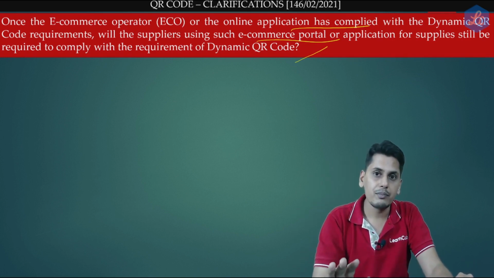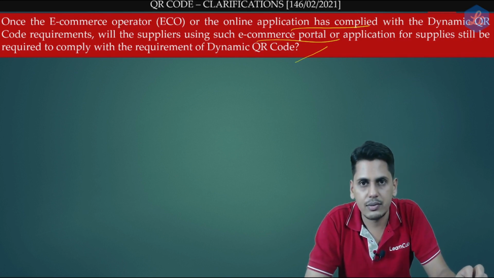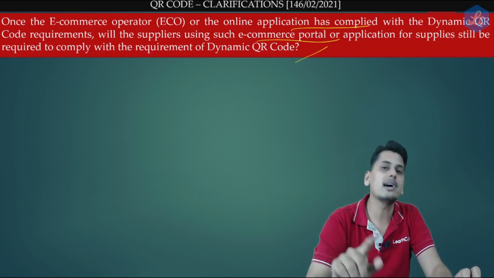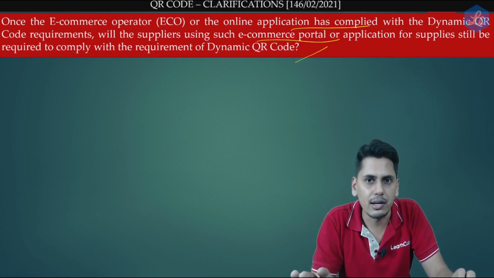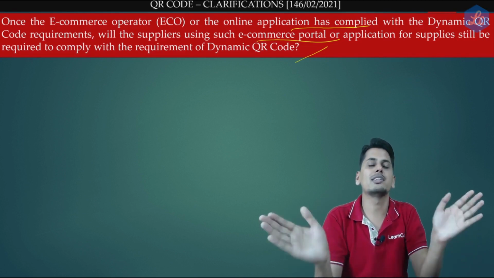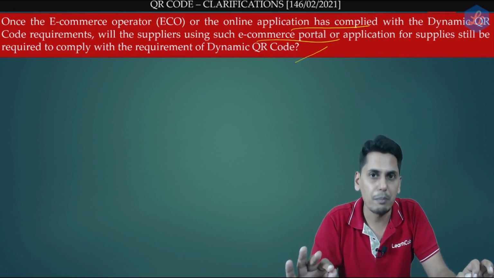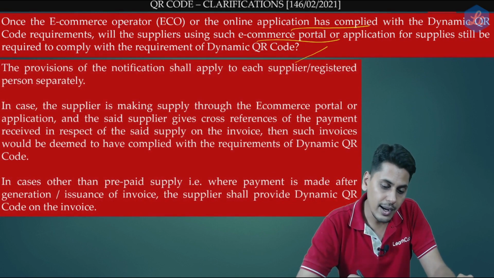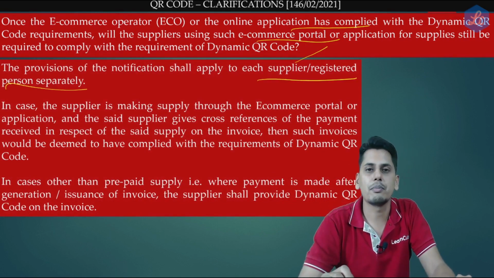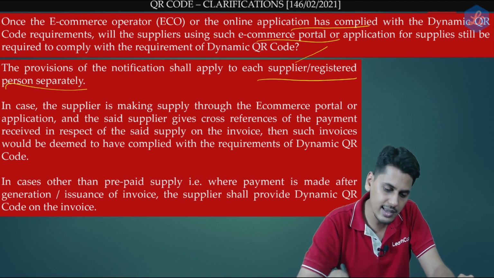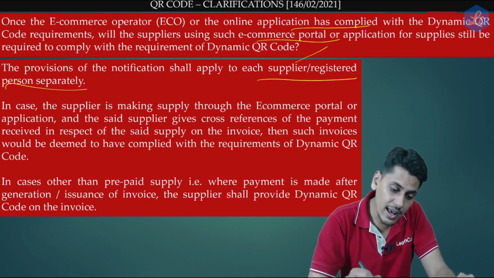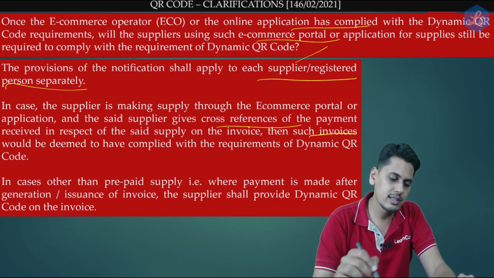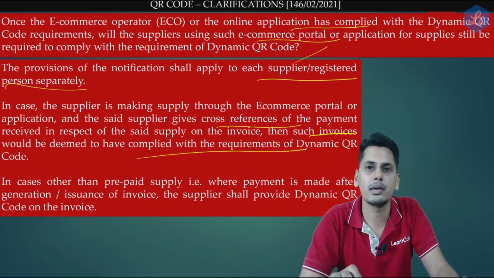However, in case it is a prepaid invoice, which means that first the buyer has already made a payment and only then the goods are going to be delivered, in those cases the reference number of payment, if it is printed on the invoice, is a valid compliance of the dynamic QR code. Let's have a look at the reply. The provisions of this notification shall apply to each supplier or each registered person separately. In case the supplier is making supply through ECO and the said supplier gives the cross reference of the payment received in respect of the said supply on the invoice, then such invoices would be deemed to have complied with the requirements of dynamic QR code.